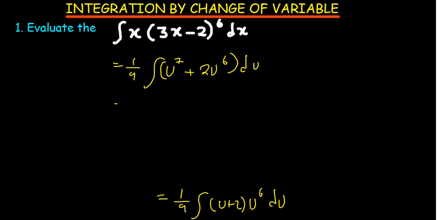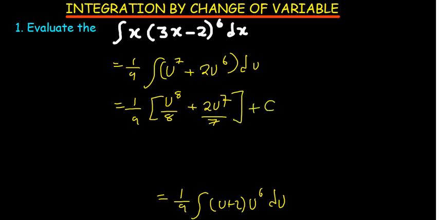From this point we simply integrate with respect to u. That would be u, add 1 to the power and then divide by the sum, and then plus 2, add 1 to the power and then divide by the sum. Simply add the constant c. Here we can see that u to the power 7 is common, so I can remove u to the power 7, but we already have a 9 down, and we're going to remain with only u over 8 and then plus 2 over 7, since we've removed u to the power 7, and plus a constant c.